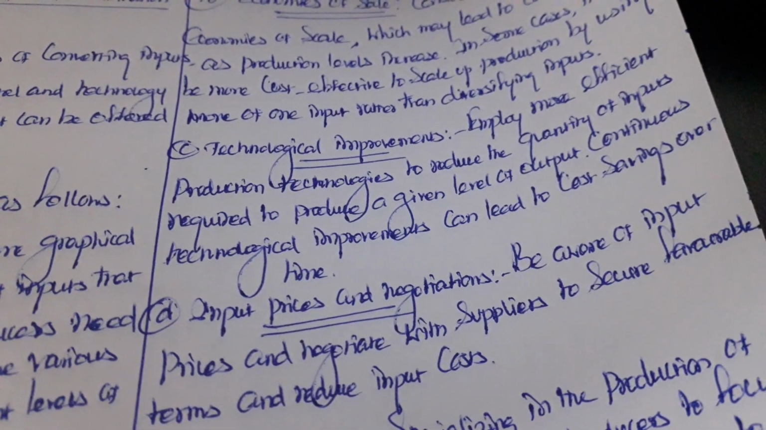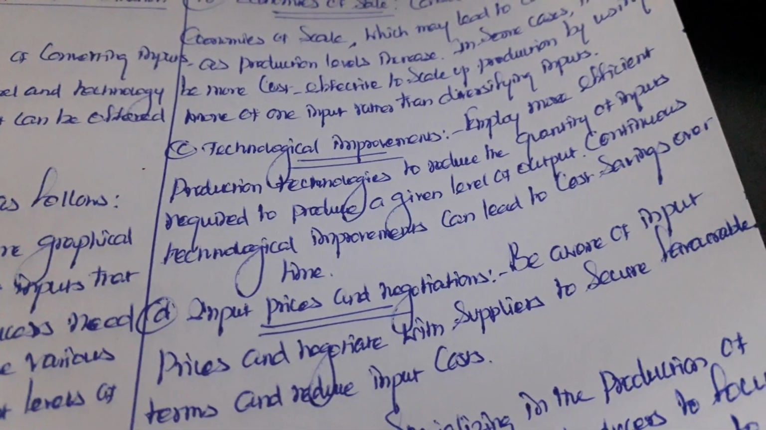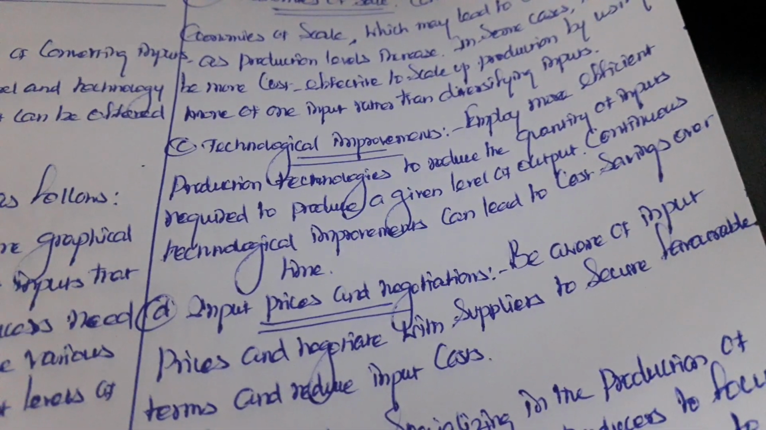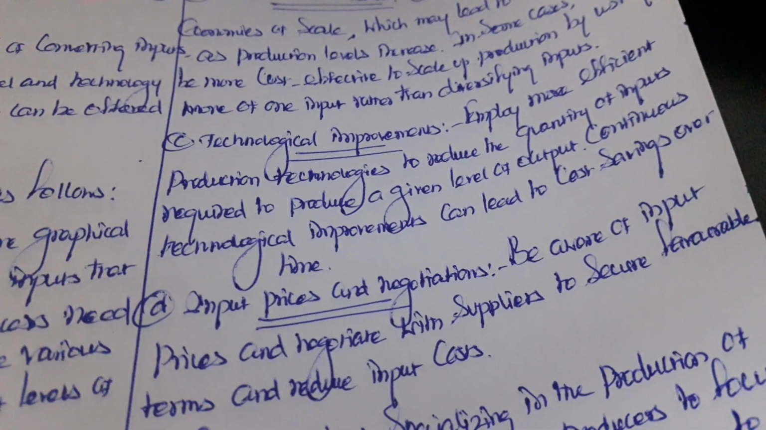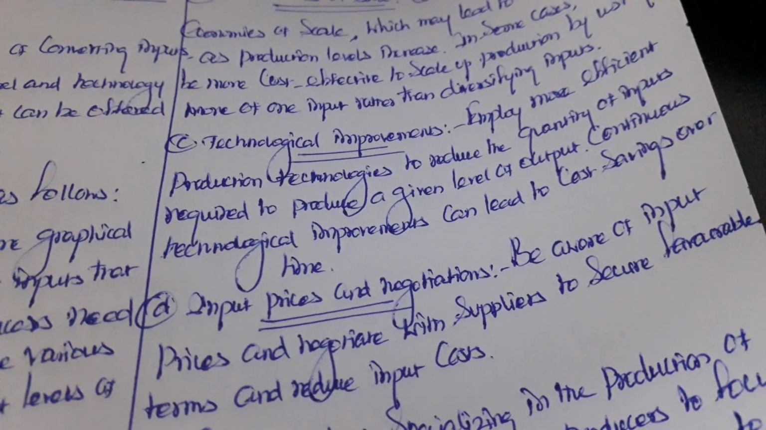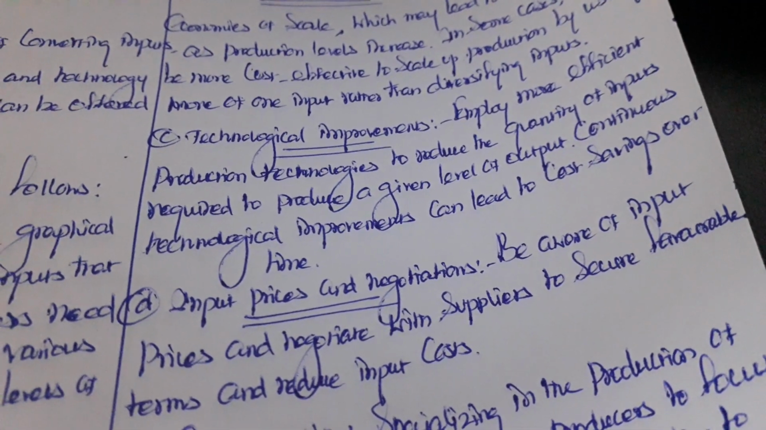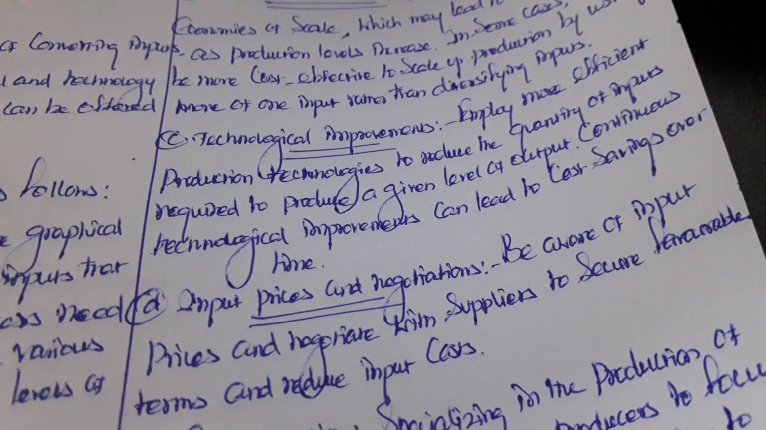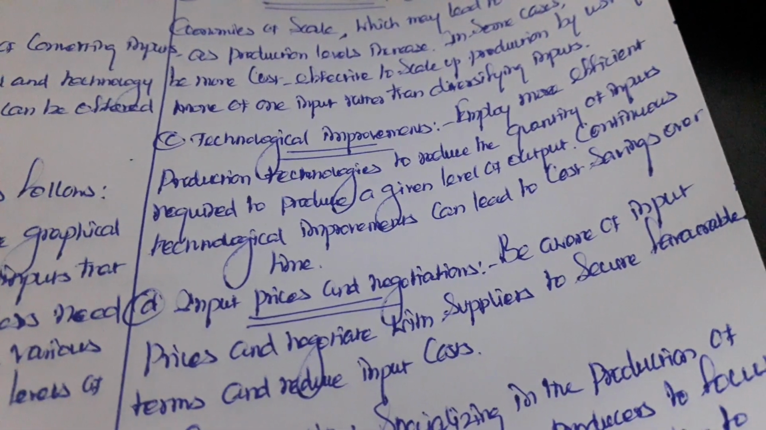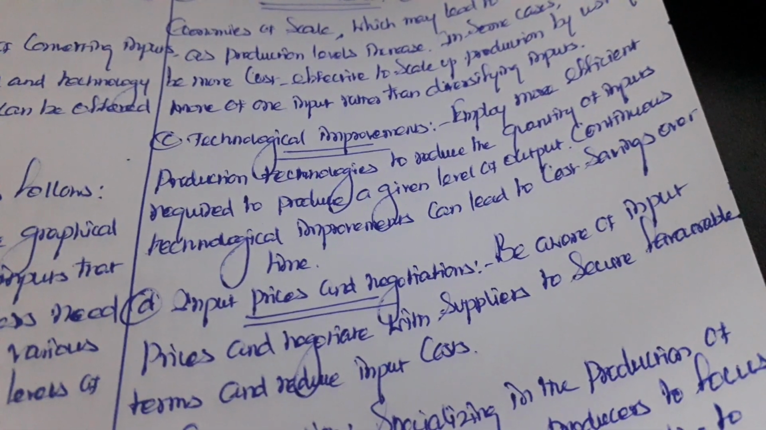Technological improvements is an external strategy. Employ more efficient production technologies to reduce the quantity of inputs required to produce a given level of output. Continuous technological improvements can lead to cost savings over time.